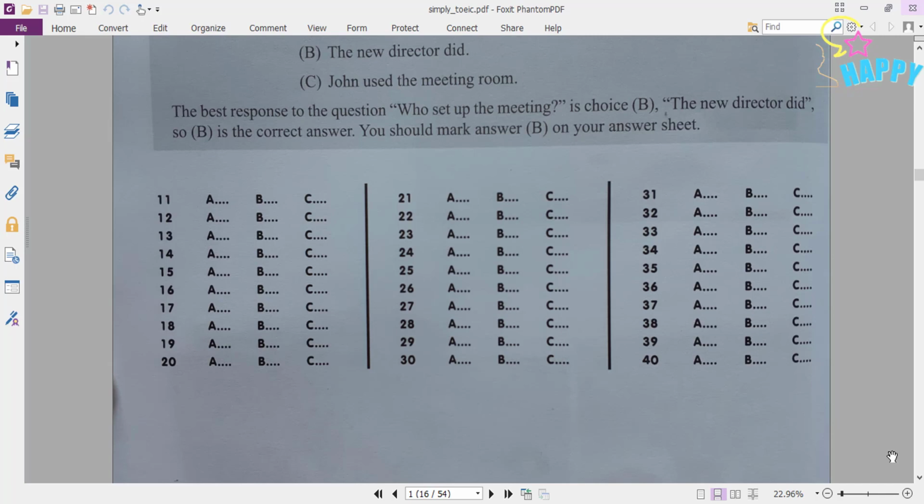Number 25. How was your journey here? A. I came by train. B. It was only an hour. C. Not too bad.